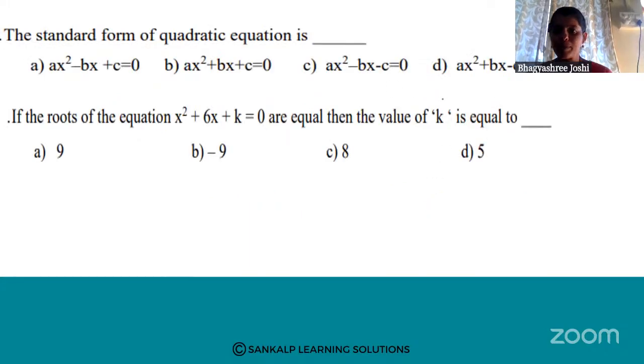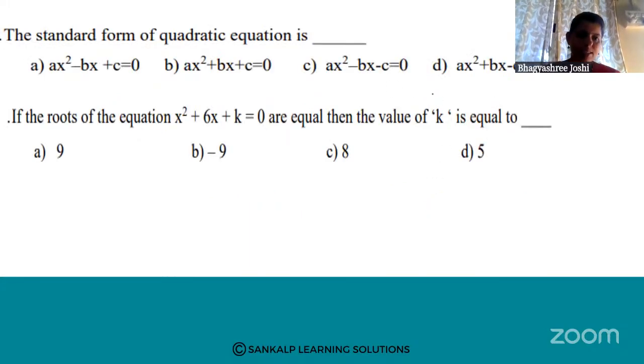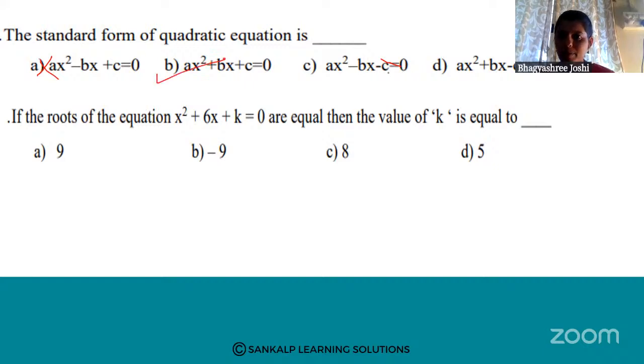We'll solve some multiple choice questions. Standard form of the quadratic equation is? Among the choices, which one is right here? A is ax square minus bx plus c equal to 0, so this is wrong. Ax square plus bx plus c equal to 0, yes, this is right. Ax square minus bx minus c equal to 0, this is wrong. Ax square plus bx minus c equal to 0, this is also wrong. Option B is right. Okay.